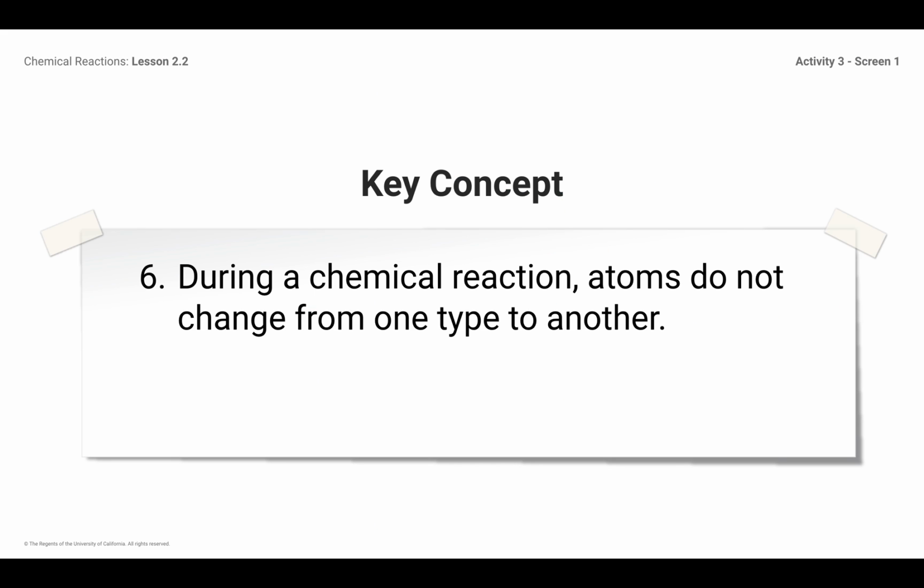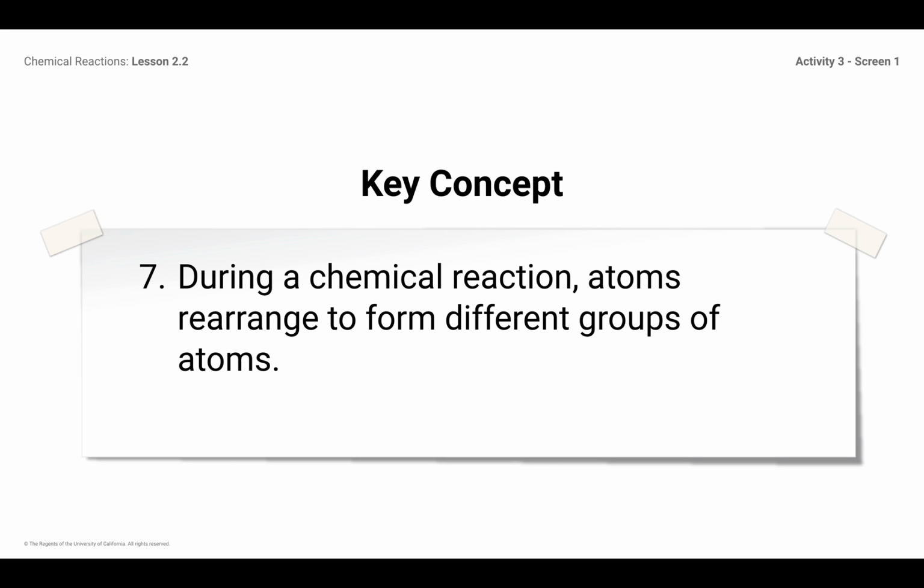Okay, I'm going to let you pause the video and write down key concept number 6. And key concept number 6 says, during a chemical reaction, atoms do not change from one type to another. Super important. We don't have an oxygen that turns into something else. If the oxygen is on the reactant side, it will be over on the product side. I'm going to go ahead, pause the video and copy that down. Okay, and then we have key concept number 7, and that says during a chemical reaction, atoms rearrange to form different groups of atoms. Go ahead and pause the video and write that down.